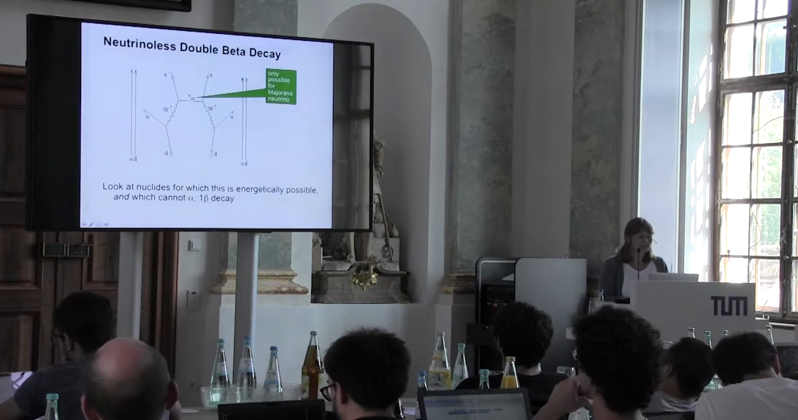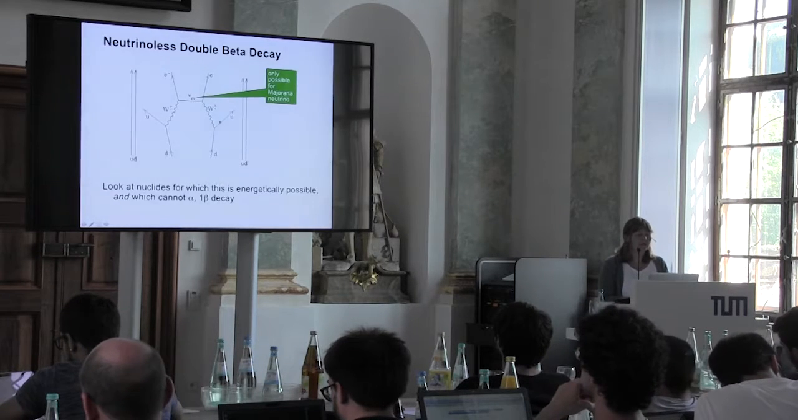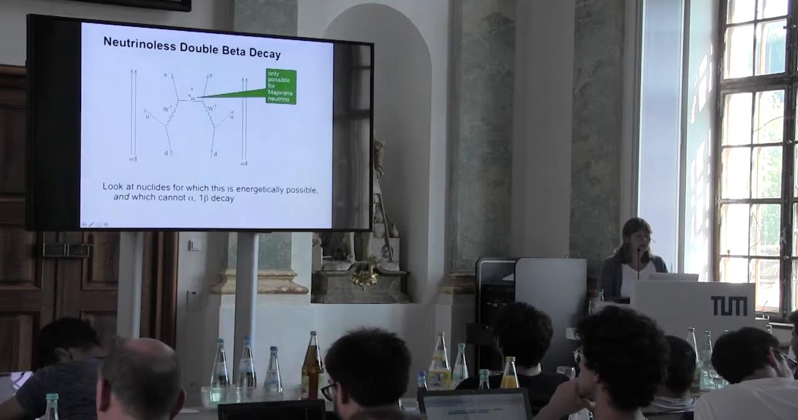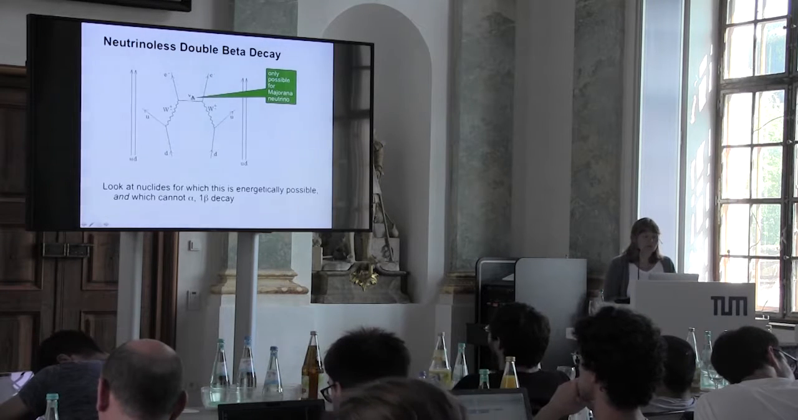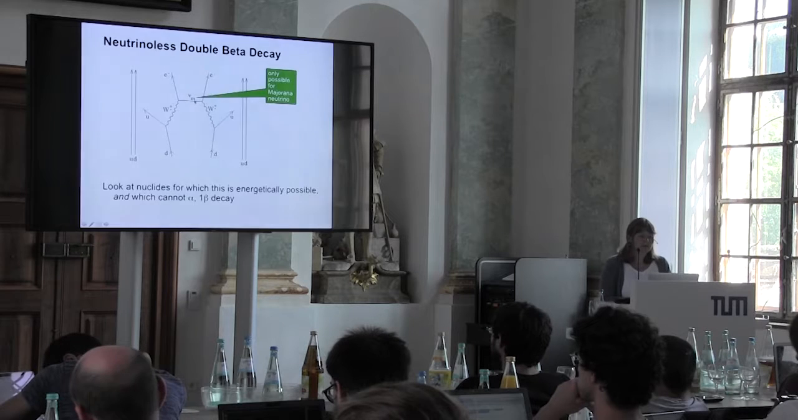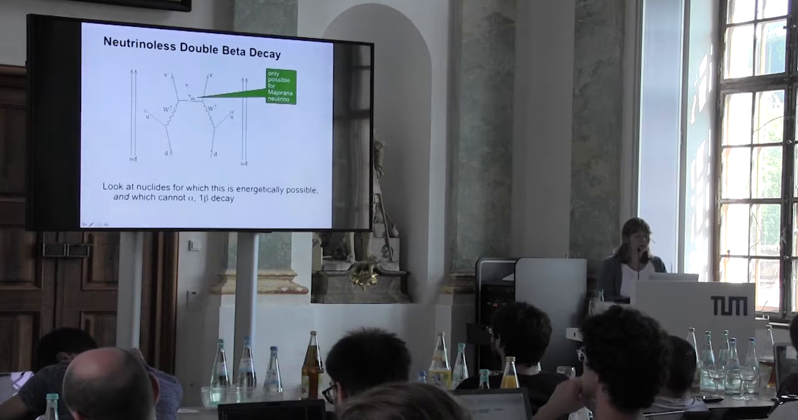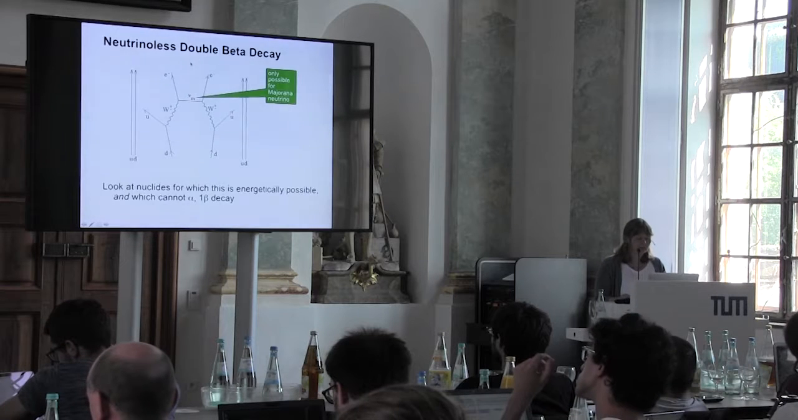Here, I'm going this way. You have a nucleus, and you have an exchange of a virtual neutrino, and you can only have an inner line like this if neutrinos are the same as their antiparticles. The output is 2 electrons, so it's a double beta decay.